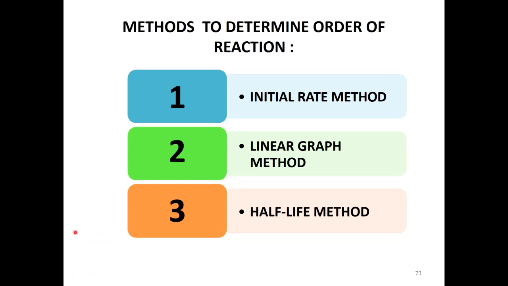Okay, now for the last part of this subtopic 6.1 reaction rate, it is about how you are going to determine the order of the reaction. Basically we have three methods to determine order of reaction. First one is by using the initial rate method. Secondly is the linear graph method, and the last one is the half-life method.